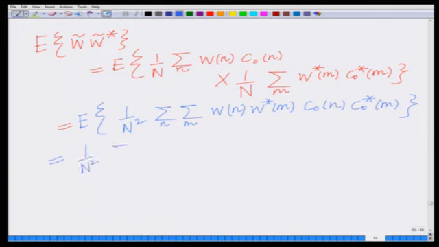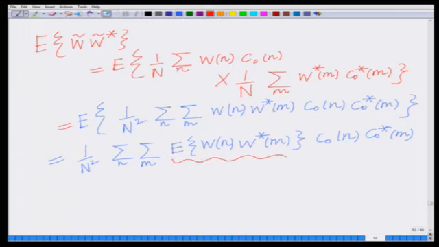Now, taking the expected value inside the summation over n, m, expected value of w[n] w conjugate of m, times c_0[n] c_0 conjugate of m. Now, we know that the noise samples w[n] and w[m] are independent. Therefore, we have already said that the expected value of w[n] into w[m] conjugate is equal to 0 if n is not equal to m.